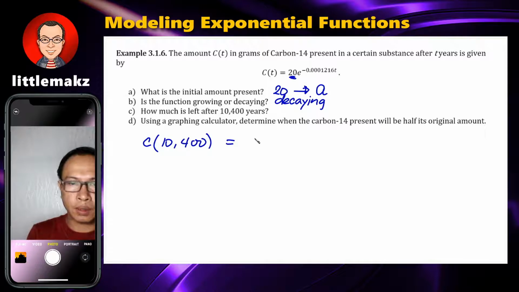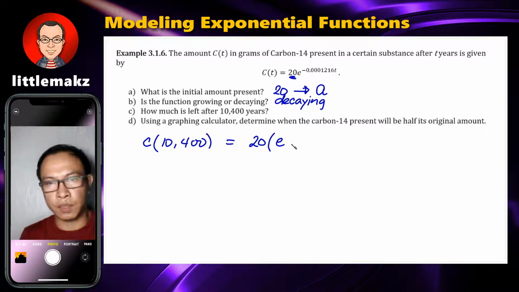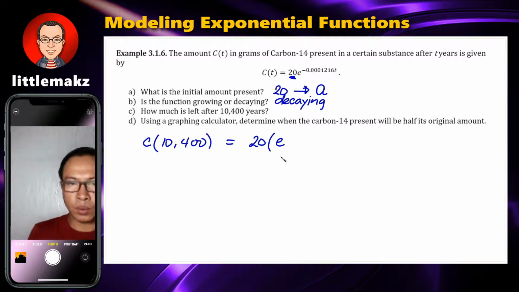And we say that after 10,400 years, our number of carbon-14 present would just be simply equal to 20 times e raised to the negative 0.0001216, that is being multiplied by 10,400.